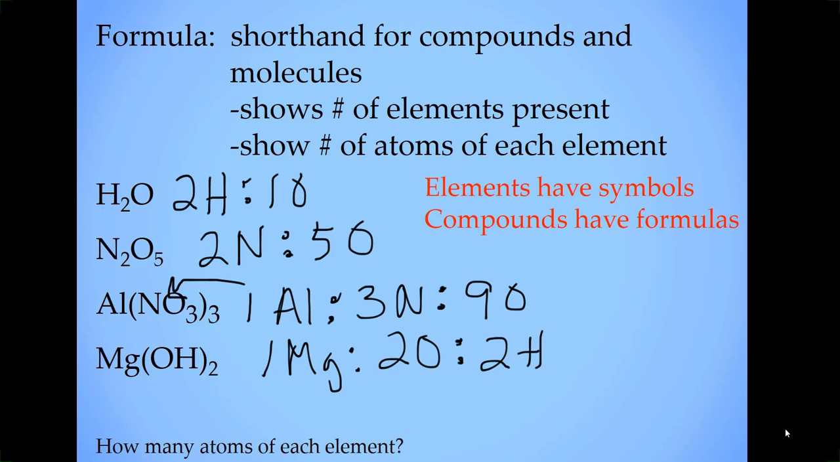So in this video, elements have symbols and compounds have formulas that do use the symbols of the element. And the formula is written in such a way that shows you the ratio of how many elements there is to the next one.